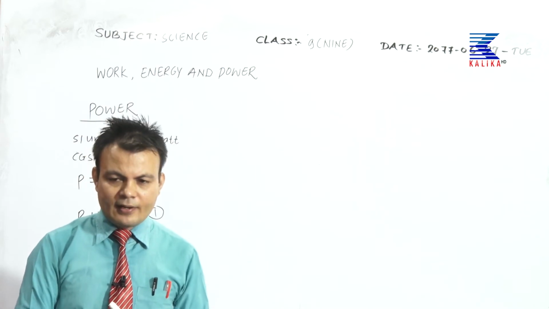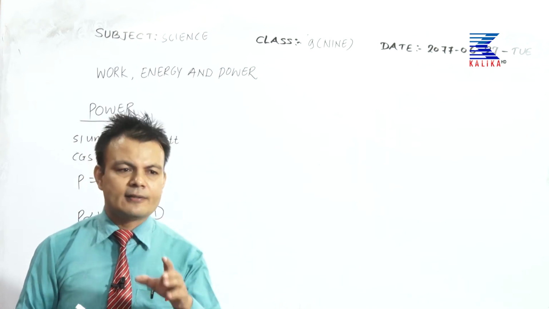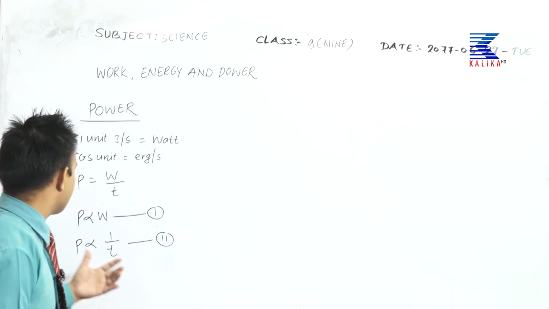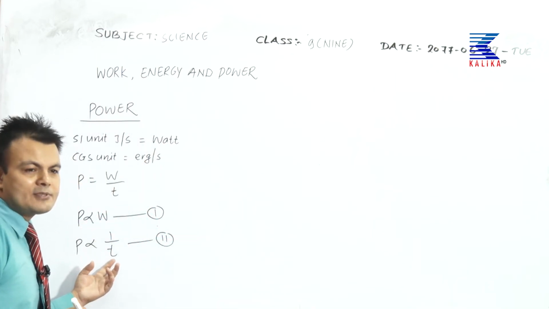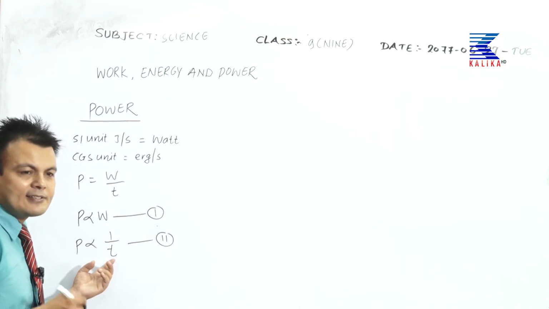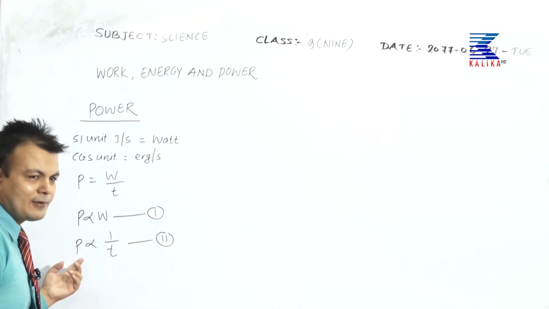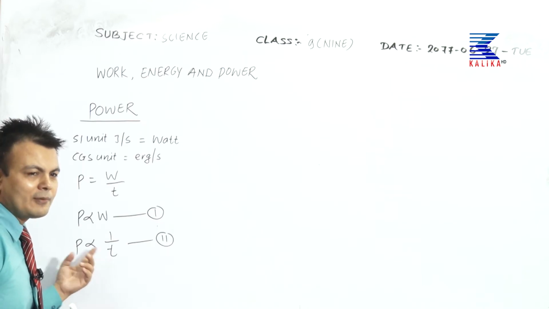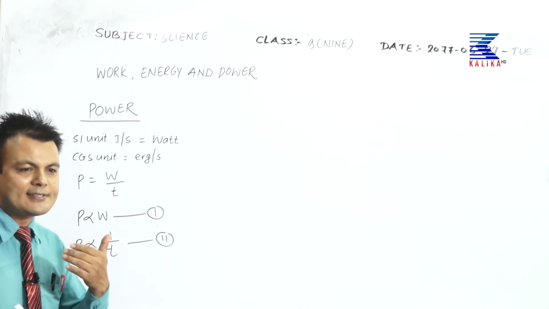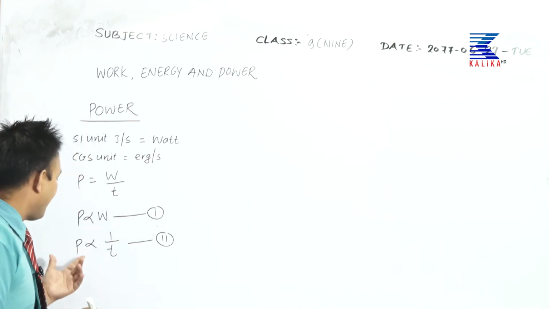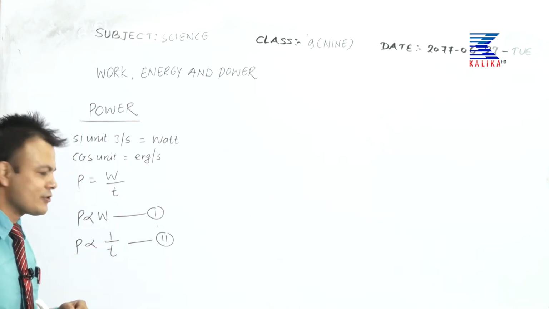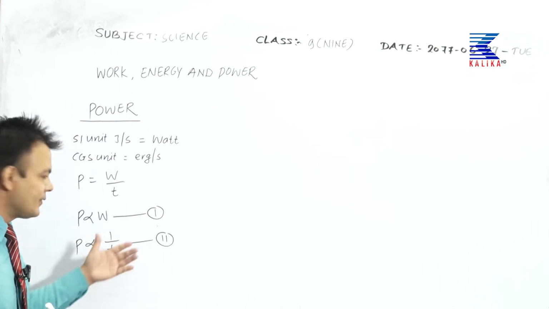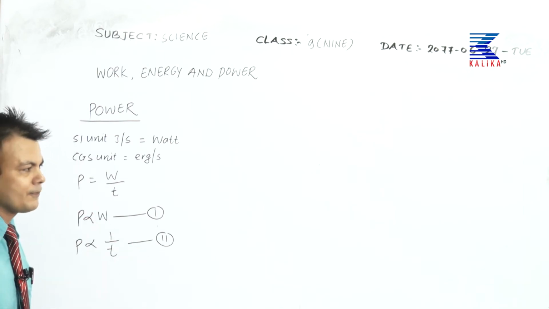So basically, time is the limiting factor to describe power. If the time taken is less, the power is more. And if the time taken is more, the power is less. So power is inversely proportional to the time taken. So P alpha 1 upon T. That's a concept you need to know.